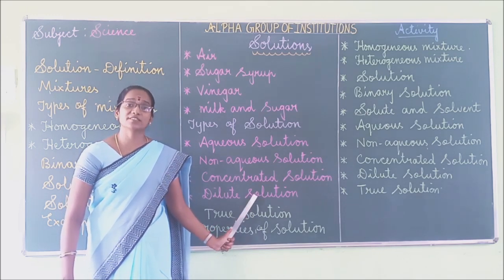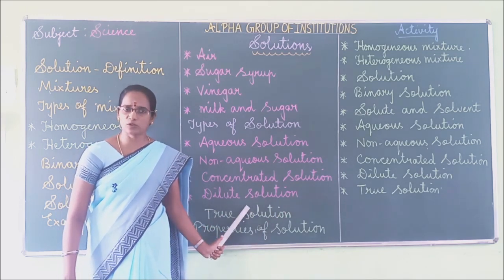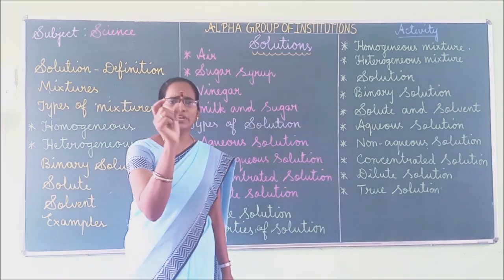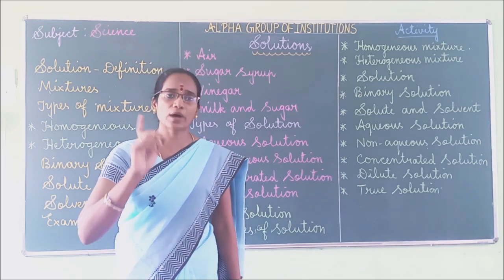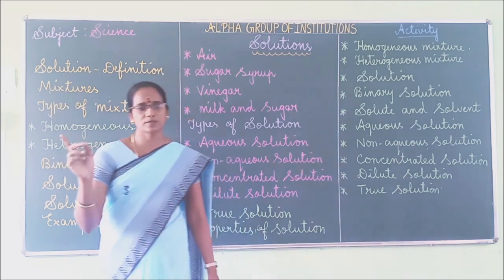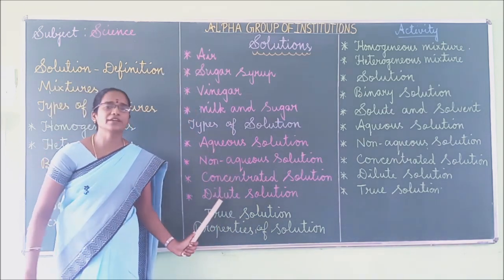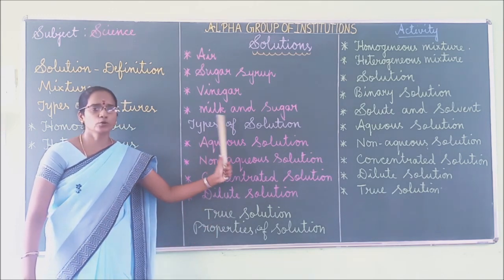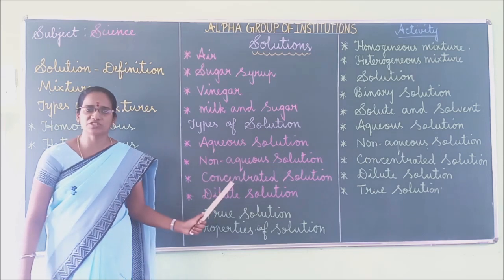Example we can give seawater. Seawater is a dilute solution only. Why? Because in seawater, a minimum amount of salt is present, whereas a maximum amount of water is present there. So seawater we can give as an example for dilute solution. Okay. Now you know the different types of solution, children.